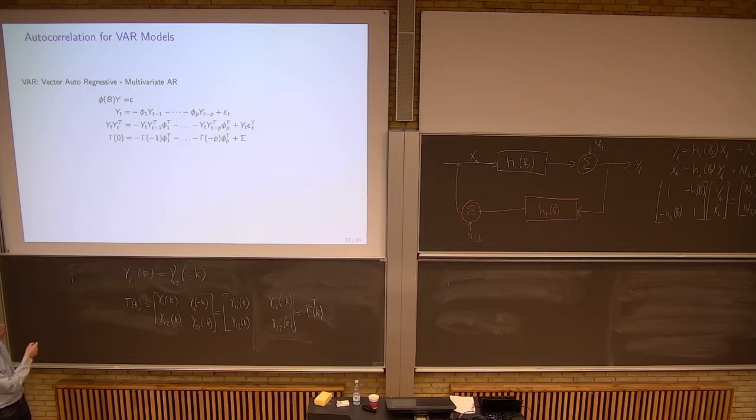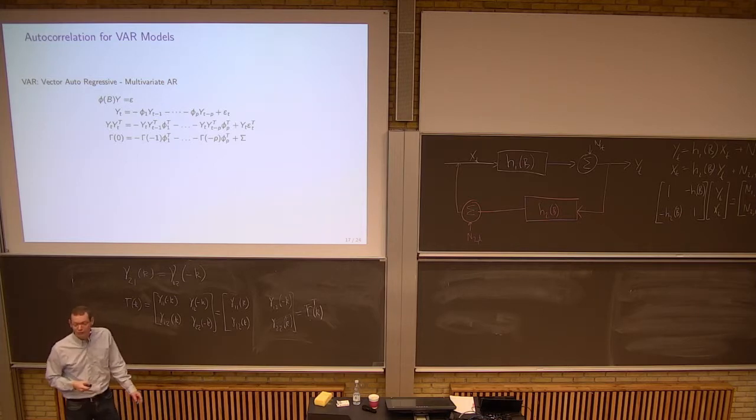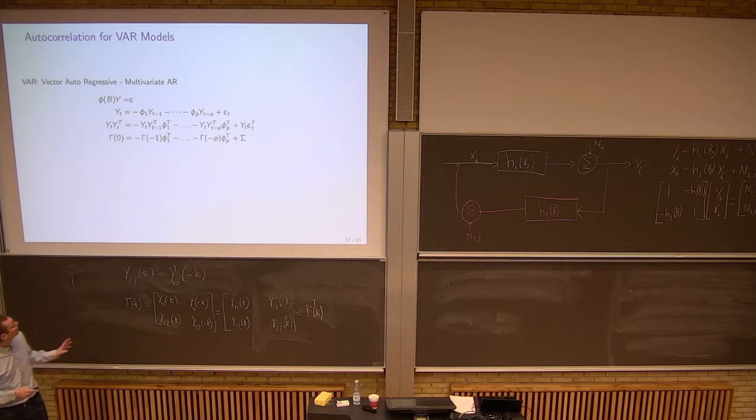That is saying that's the autocovariance at lag 0. This is at lag -1 and down to lag -p plus sigma. Now, that's one equation, but I have p coefficients that I want to estimate. So I need more than one equation.